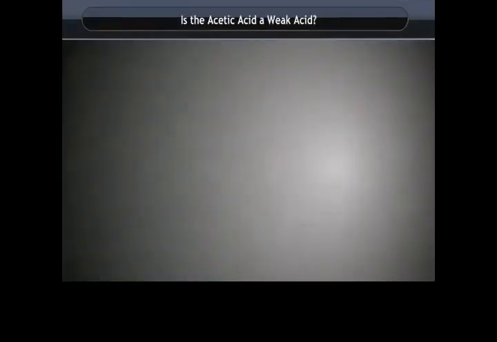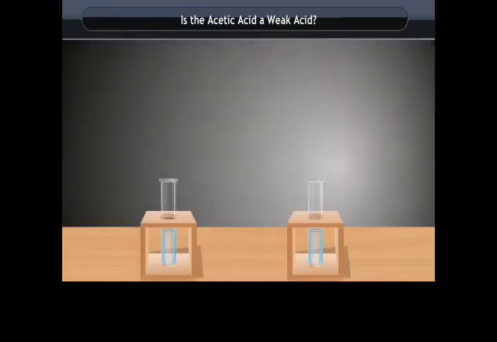Is acetic acid a weak acid? Let us check it. Take acetic acid and hydrochloric acid in test tubes. Dip the universal indicator in the solutions. You will find the universal indicator gives light red in acetic acid and red color in hydrochloric acid. Thus the pH of acetic acid is 2 to 3 and hydrochloric acid is 0 to 1.